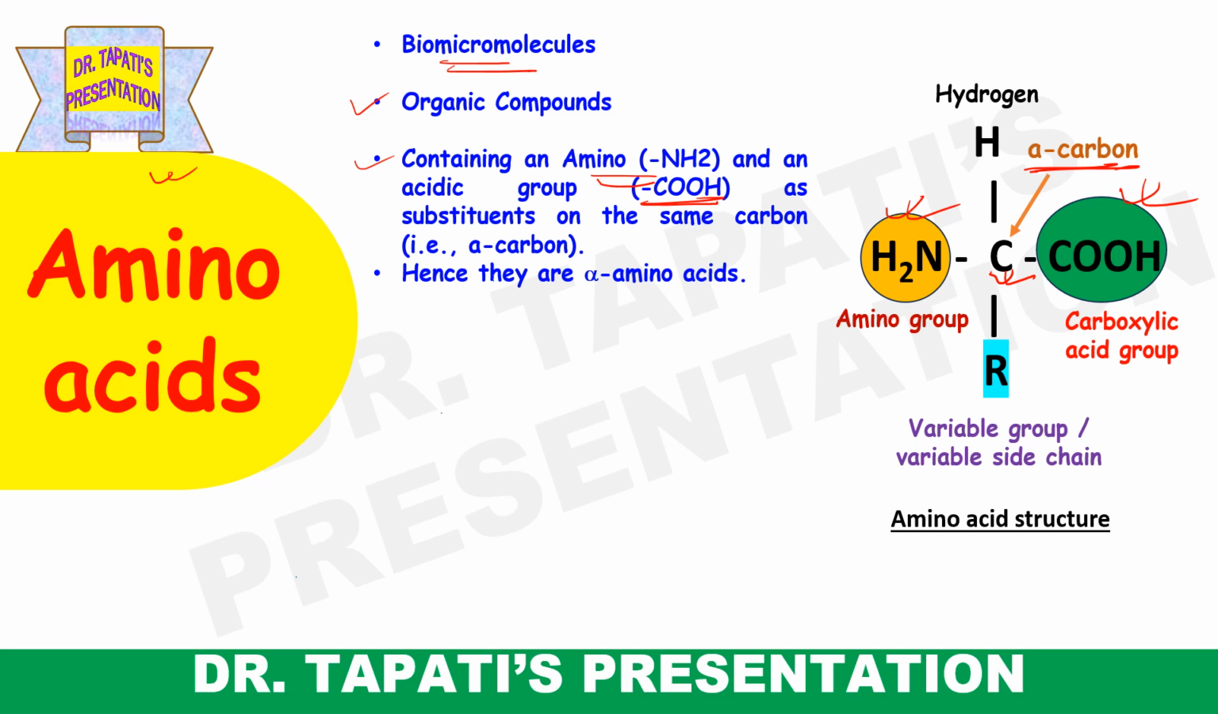From the name amino acid, that means amino plus acid, these two groups present in amino acids. Along with these two groups, one hydrogen atom attached with the alpha carbon, and another R group which is known as a variable group or variable side chain, that is also attached with the alpha carbon. So if you overall see the structure of amino acid, you will find one amino group, one carboxylic acid group, one hydrogen atom, and fourth group is R, that is variable group or variable side chain. These four groups are attached with alpha carbon.